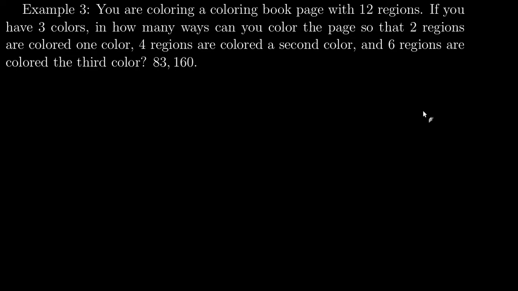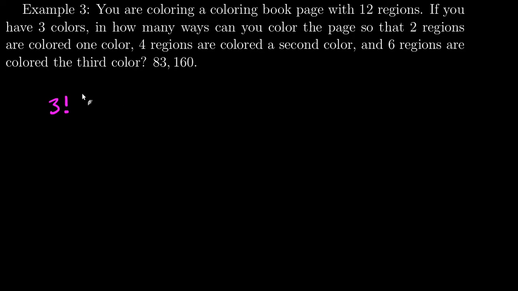So here's the thing. In this, each of the colors is distinct. There's an order. There's a first color, a second color, and a third color. So I'm going to start off by choosing colors. And that's going to be either 3P3 or just 3 factorial. That's the way to choose the colors. Which color is first, which color is second, which color is third. And once I choose the colors, once I permute the colors, now I need to start filling in things.